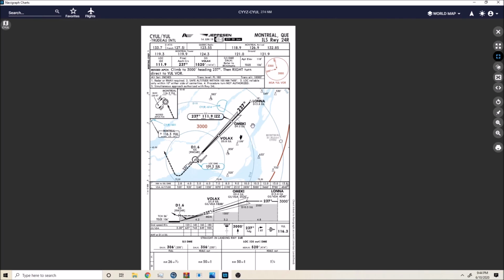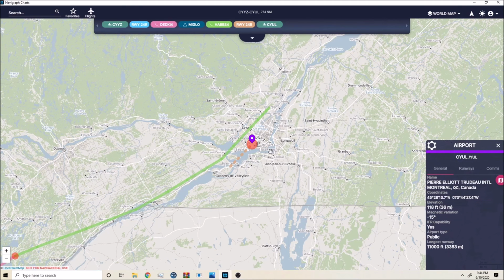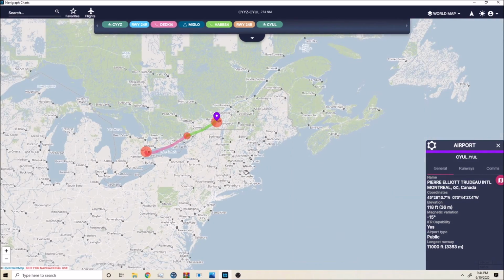So that's the approach chart. Let's see if I missed anything in my mind here. I think I covered pretty much everything.